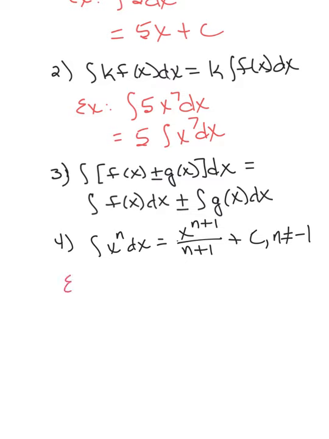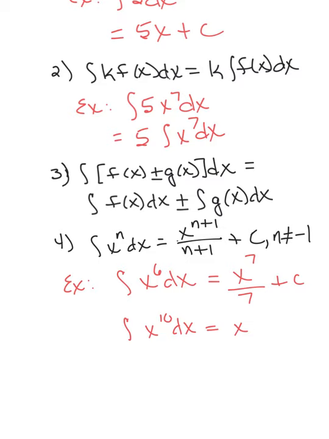So for example, the integral of x to the 6th dx. We're going to add 1, make it x to the 7th, put it over that new power of 7, and write plus c. If we had the integral of x to the 10th dx, we're going to add 1, put it over that new power, and then plus c. You can always check yourself by doing the derivative.